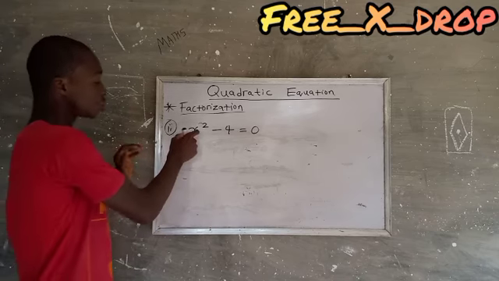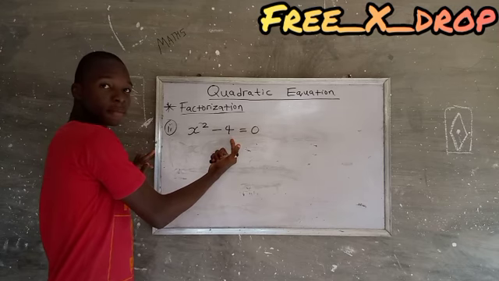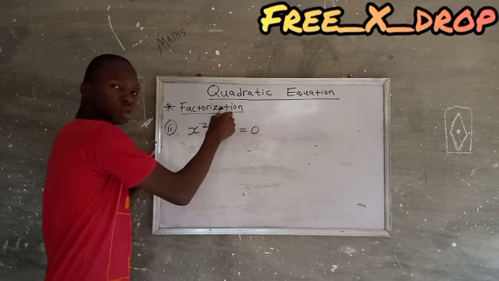First of all, you see this is a square, x squared, but 4 is not a square. So what will you do first? You will turn 4 into a square.